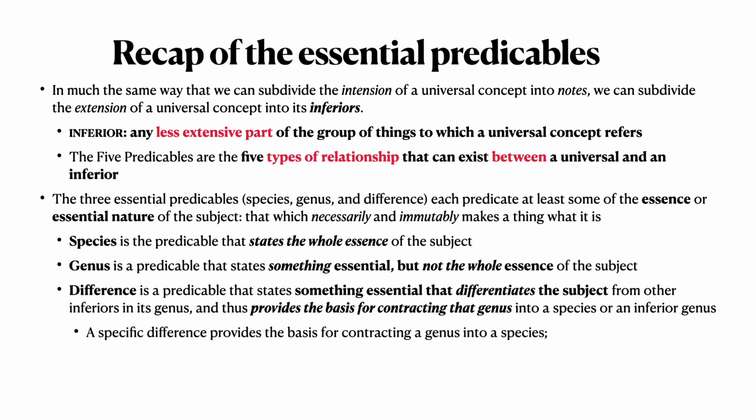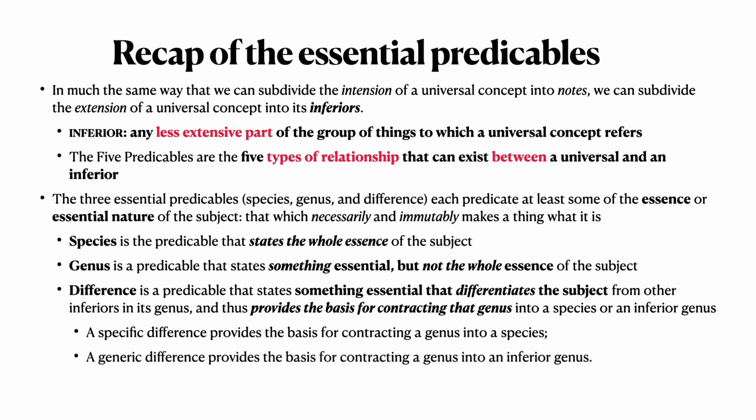There are 2 kinds of difference. The specific difference provides the basis for contracting a genus into a species, and a generic difference provides the basis for contracting a genus into an inferior genus. So don't overlook the etymological clue that you find there in the words specific difference and generic difference. To call it a specific difference doesn't mean that there's only one of them, or that it's very, very picky. It means that it's related to the species, and that is, it gets us to a species, whereas a generic difference is one that gets us only to a genus.